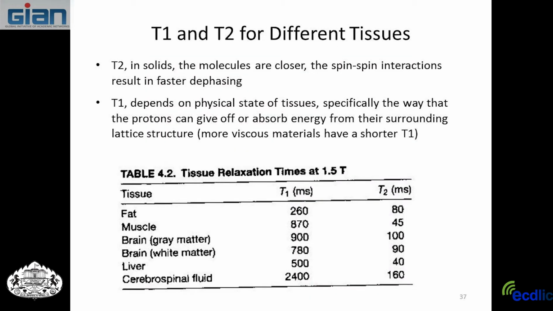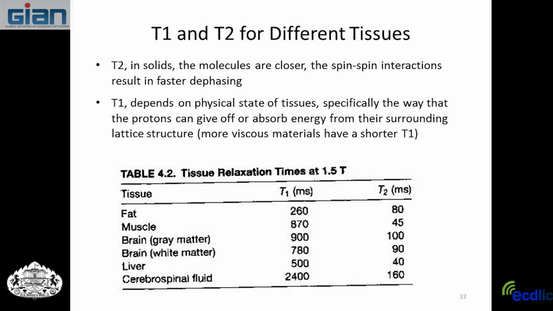Okay, so we're going to talk about why different tissues have different T1 and different T2 properties. So T2 in solids, the molecules are closer together. So this results in a faster dephasing of the atoms after you tip them, because they're having interactions from different atoms that are nearby. So the closer together they are, the faster dephasing they're going to have, because they're influenced by the things around them.